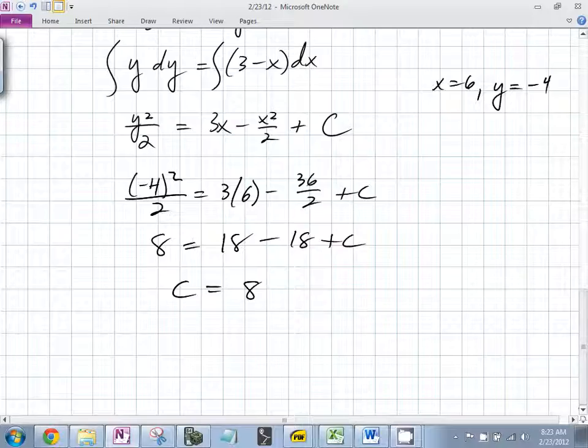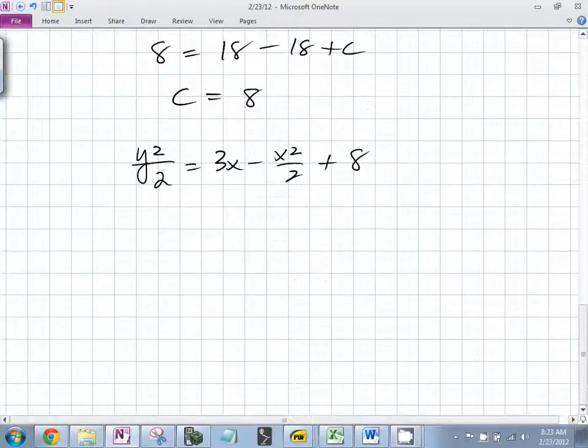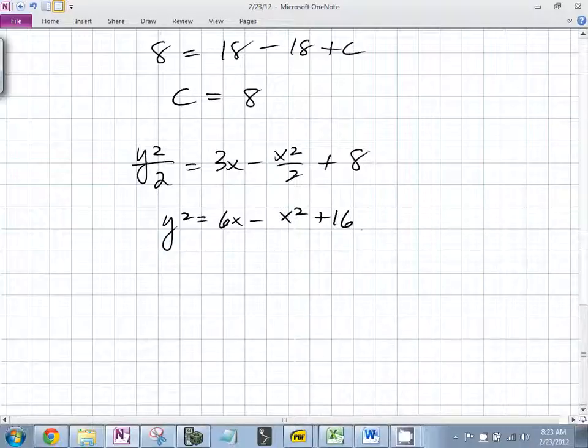So what does that tell us the equation is? Y squared over 2 is equal to 3x minus x squared over 2 plus what? 8. What do we now need to isolate? Y. Y squared is equal to 6x minus x squared plus 16. So y is equal to plus or minus the square root of this.